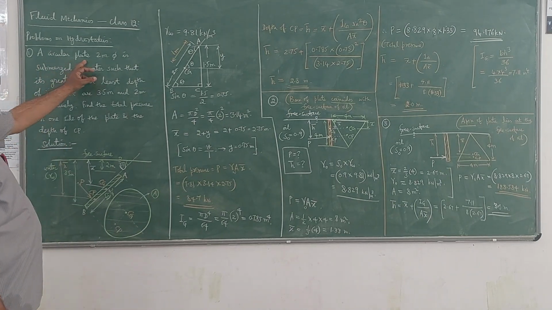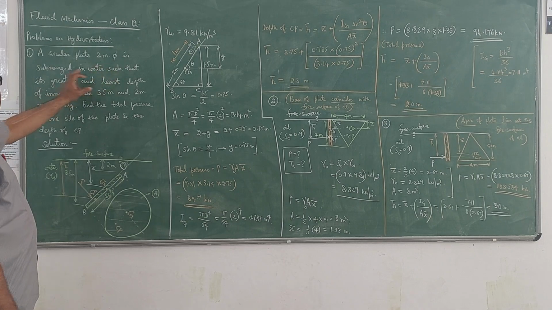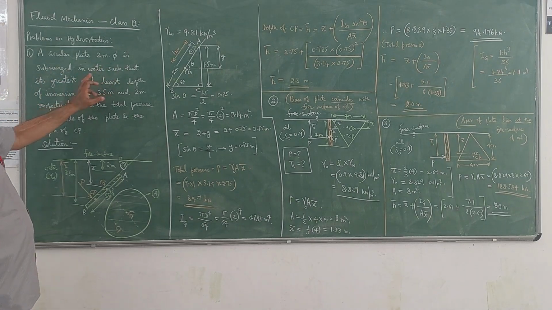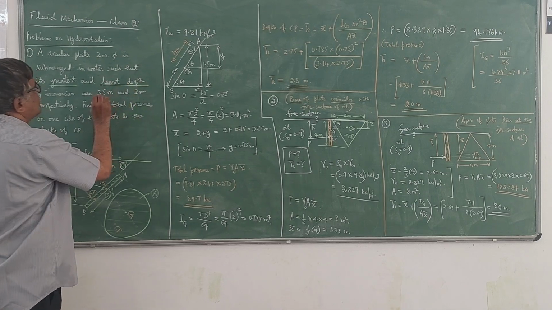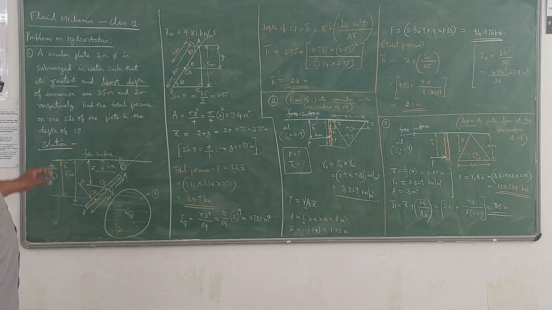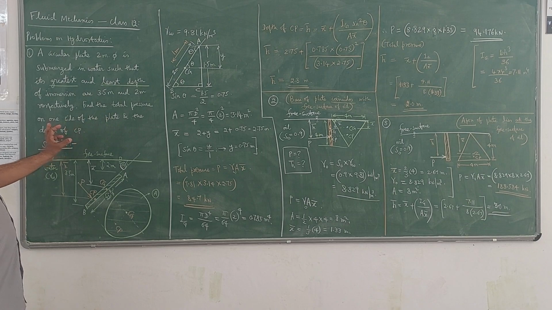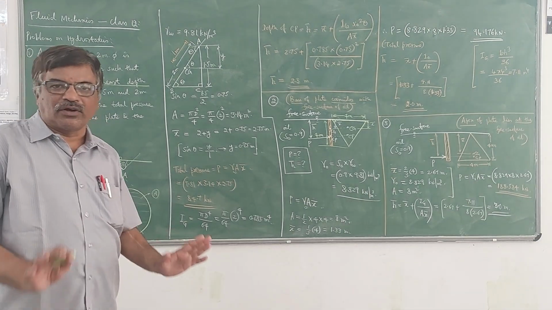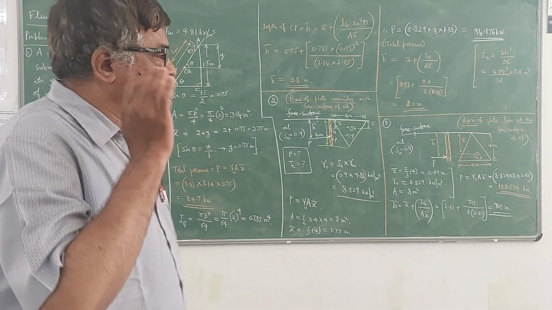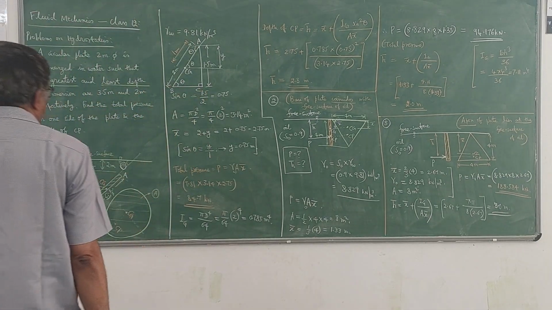A circular plate 2 meters diameter is submerged in water such that its greatest and least depth of immersion are 3.5 meter and 2 meter respectively. Find the total pressure on one side of the plate and the depth of center of pressure. So figure is not given. So to analyze the problem, first let us try to draw the figure.